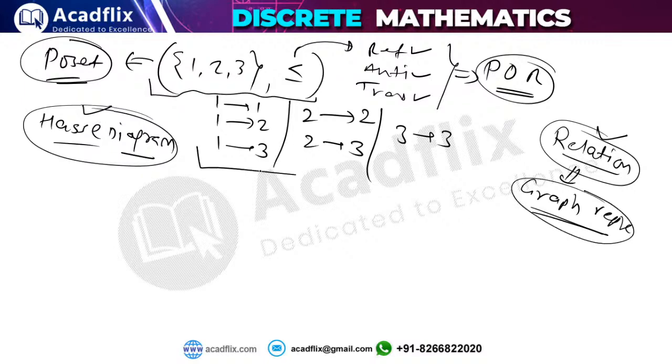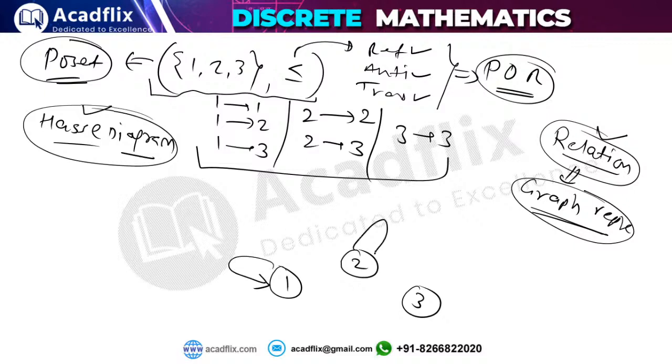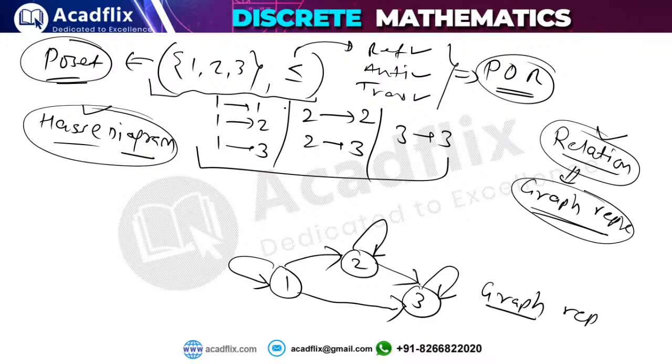For example, for this relation we can make a graph representation. How will I make it? You can see the graph representation will be like this: 1, 2, 3. Because 1 is related to 1, we will have a self loop. 2 is related to 2, so we will have a self loop. 3 is related to 3, so we will have a self loop. 1 is related to 2, 1 is related to 3, 2 is related to 3. So this is the graph representation for this relation, because any relation can be represented by a graph representation.